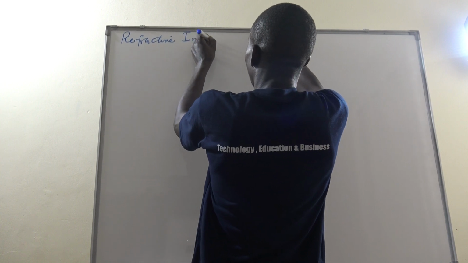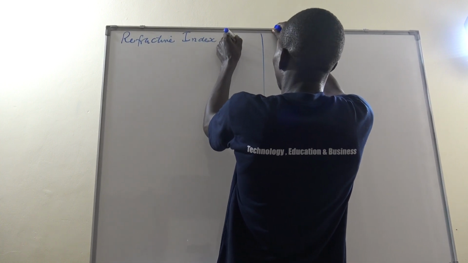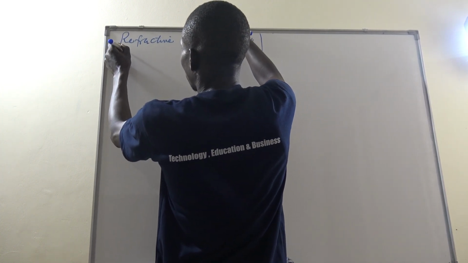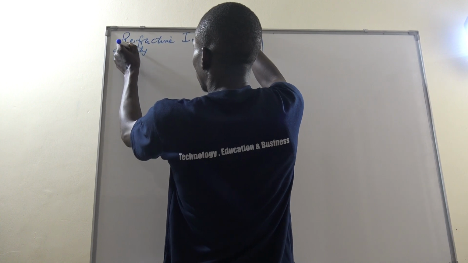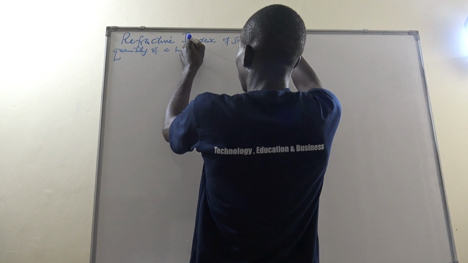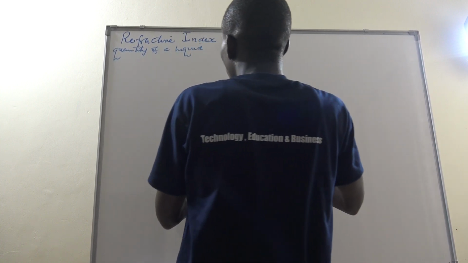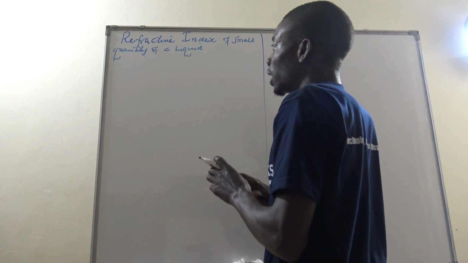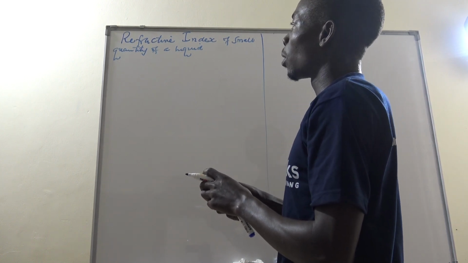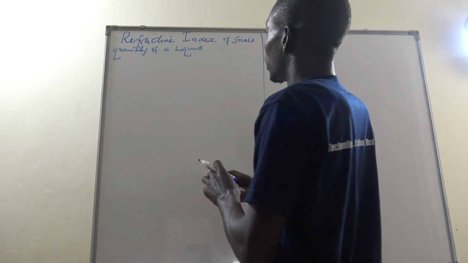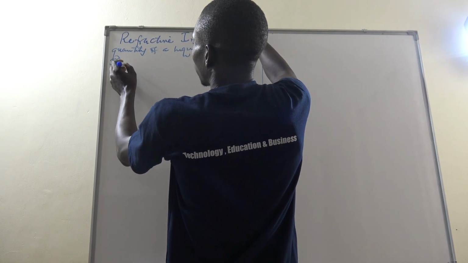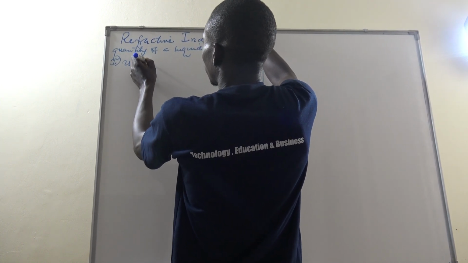Refractive index of a smaller quantity of a liquid, isn't it? And now here we are going to first look at the expression for the refractive index of a smaller quantity of liquid. And then we shall first look at using a concave mirror.